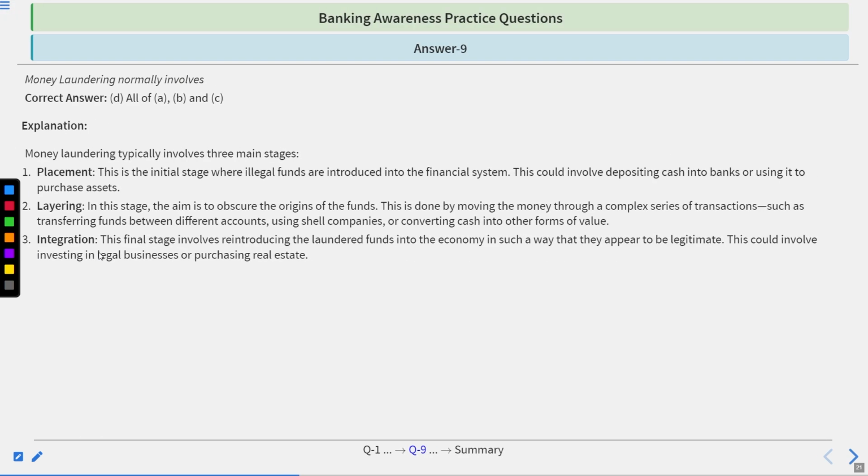Go by the explanation. Money laundering typically involves three main stages. First is placement. This is the initial stage where illegal funds are introduced into the financial system. This could involve depositing cash into banks or using it to purchase assets.